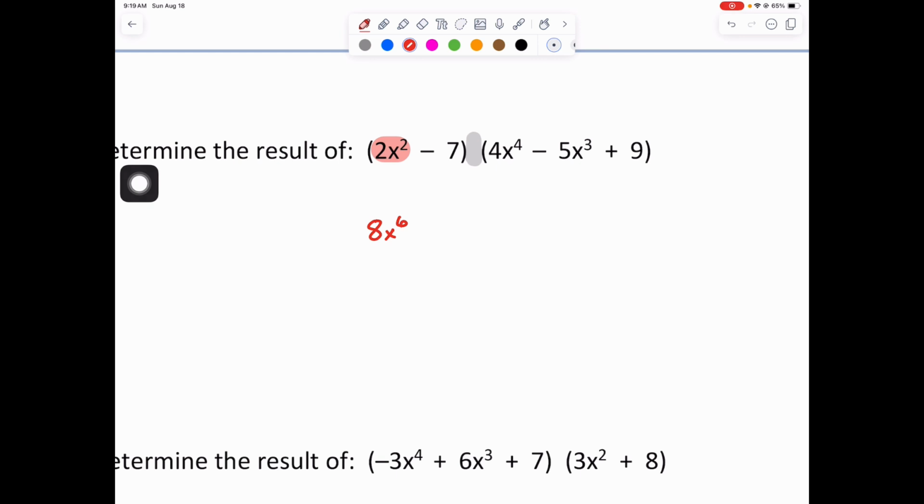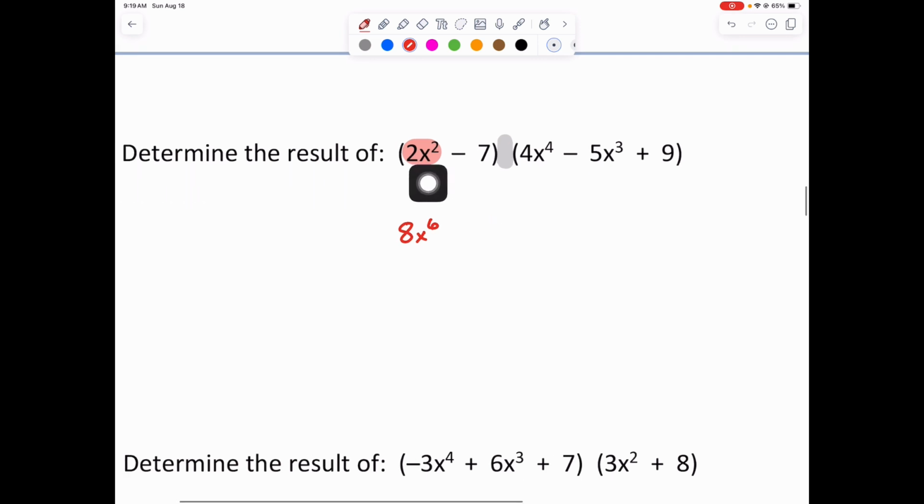Great work there. All right, we're going to take that same 2x squared and multiply it to negative 5x cubed. So 2 times negative 5 gives us negative 10.